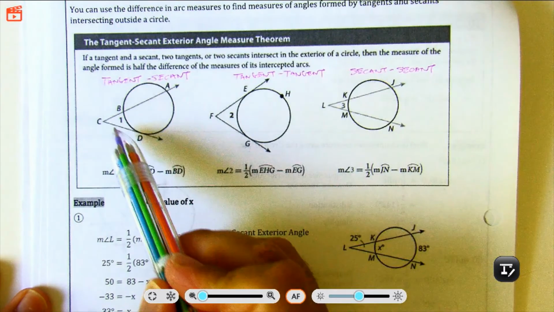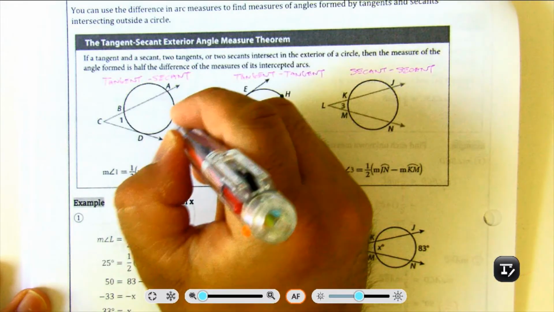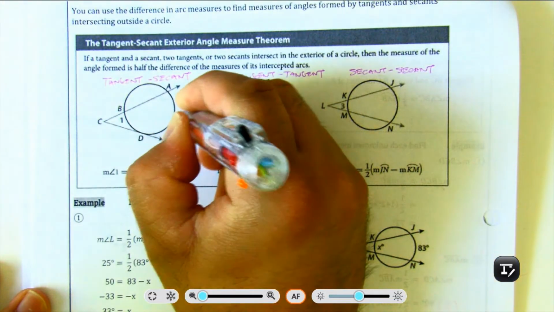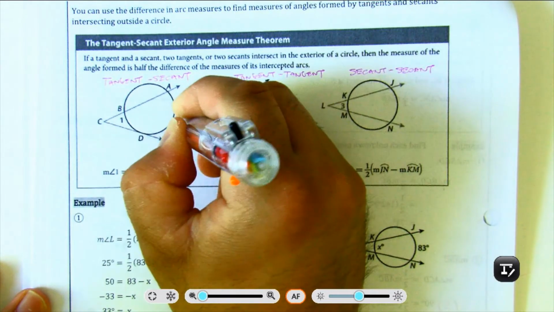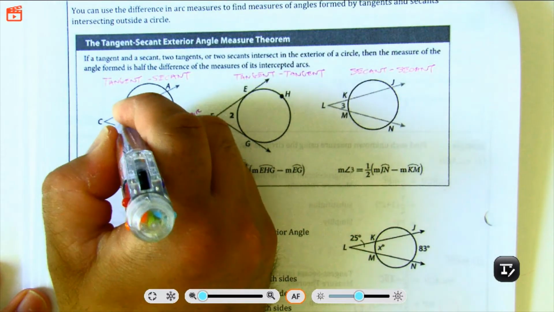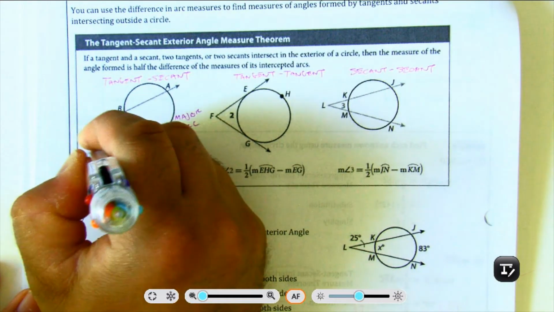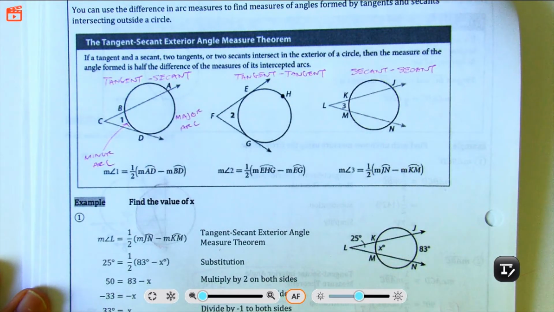So I'm just going to write, if I can here, this is the major arc. And then I'll put an arrow here. This is the minor arc. So major arc minus minor arc.